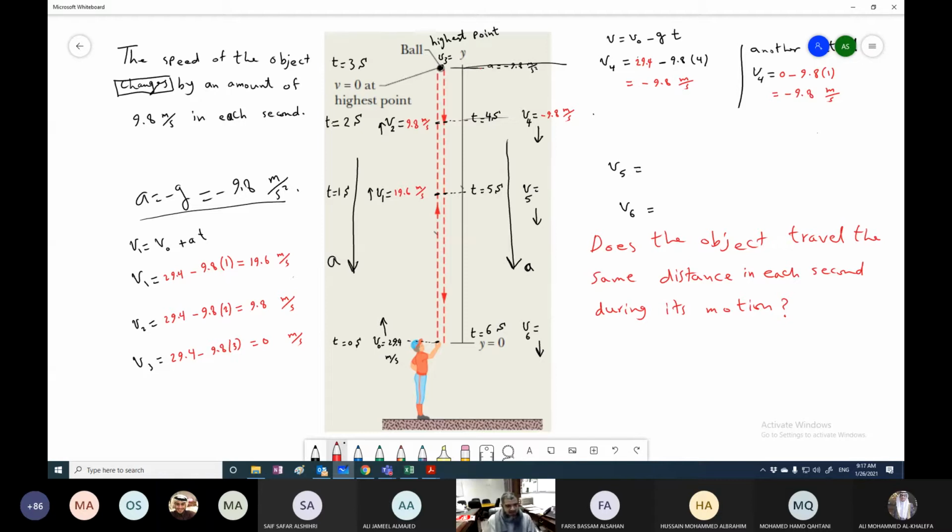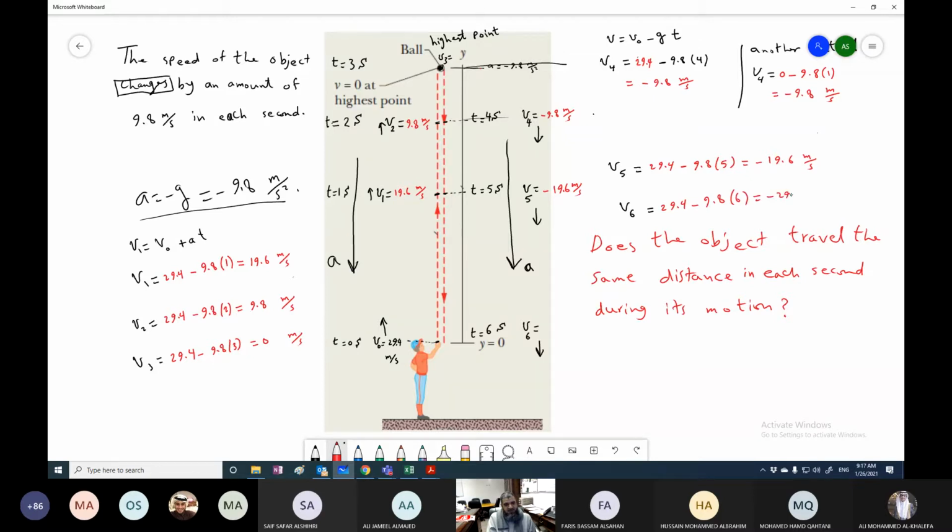Let us try. Now when the time passes and we have t equal 5 seconds, what is V5? V5 is V0, which is 29.4, minus 9.8 multiplied by 5. This will give us minus 19.6 meters per second. What about the velocity when t equals 6 seconds? Very simple now: 29.4 minus 9.8 multiplied by 6.